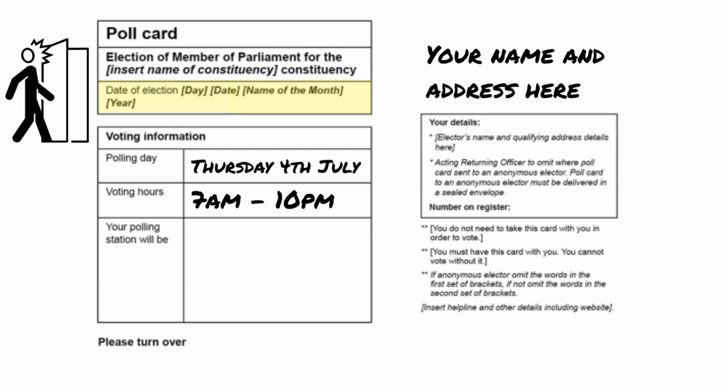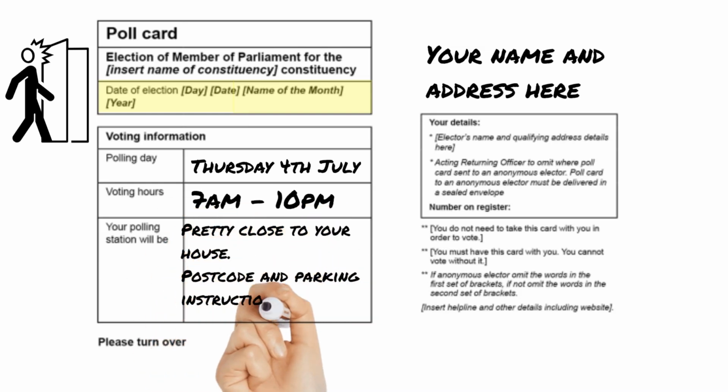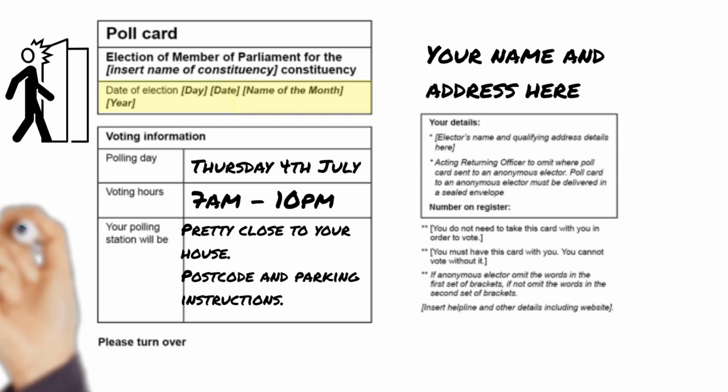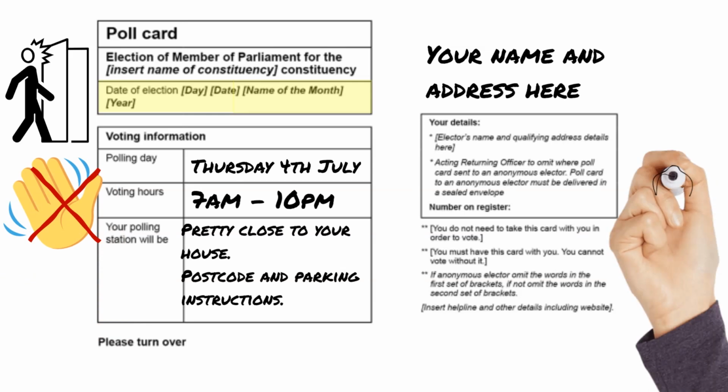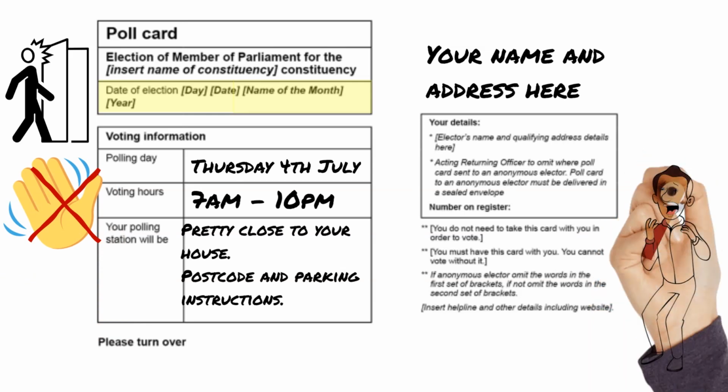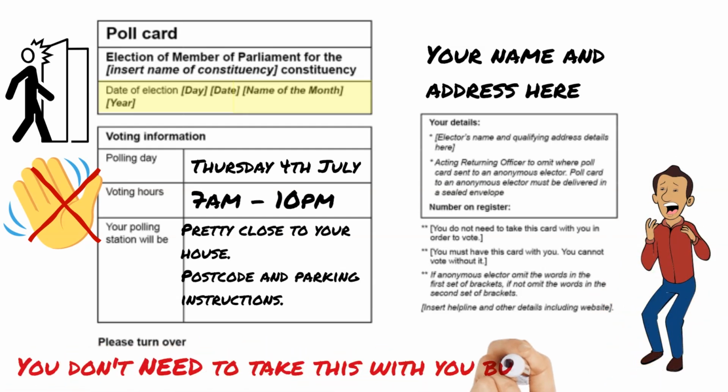The next bit of information is the location of your polling station with the postcode and sometimes the parking information so that you can put that into your sat nav and arrive nice and easily. This is the only place you can vote in person, so you can't just turn up at any polling station, but you don't need to take this card with you when you vote, so don't turn up and go, I forgot my card, that's it, it's all over. It's just there to really help the polling station, so if you can remember it, that's great.